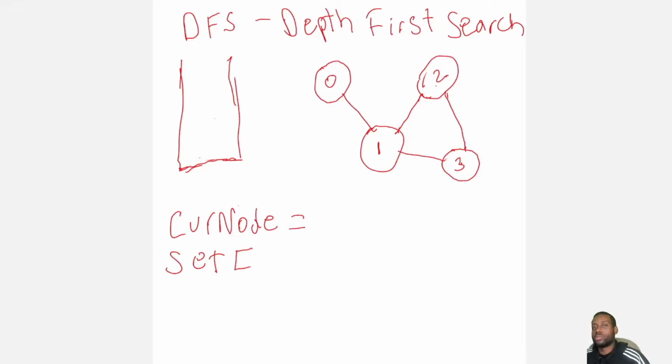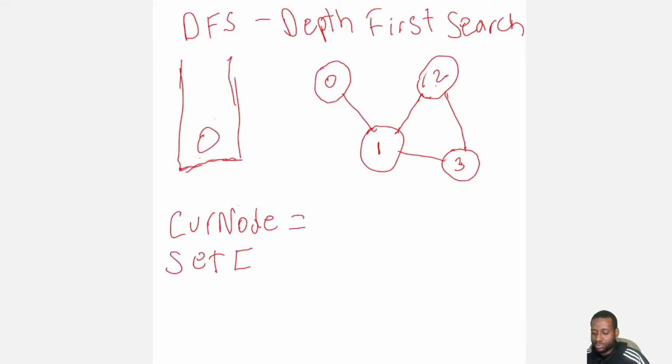So let's get started. We need to start at the root node. In this case, the root node can be whatever node you want it to be, but for simplicity, we're going to start off with 0 as the root node. So we add 0 to the stack.